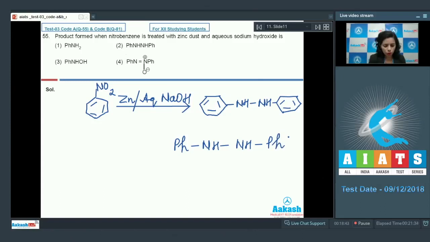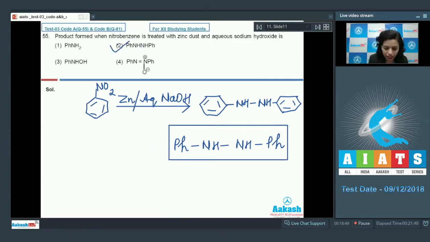Now let's choose the correct answer. This is given here in option 2, and that's why you can easily choose the correct answer. That is option 2. Basically, to solve such types of questions, you should remember the effect of a particular reagent on a particular substrate. Now, let's move on to the next question.